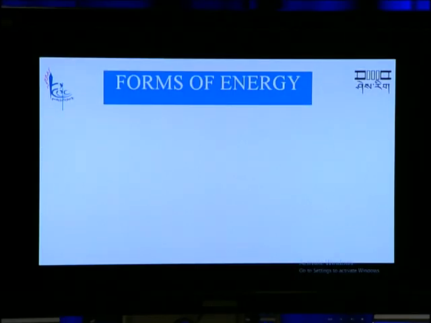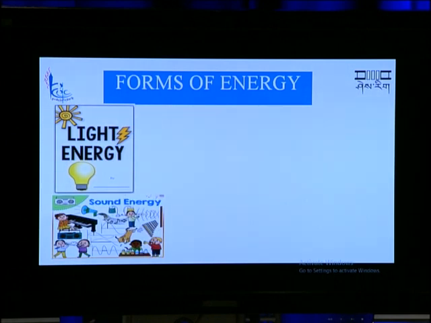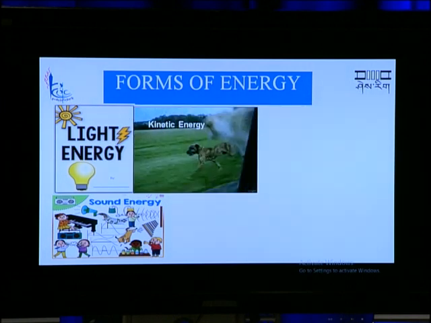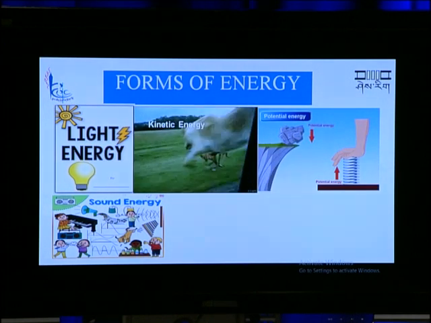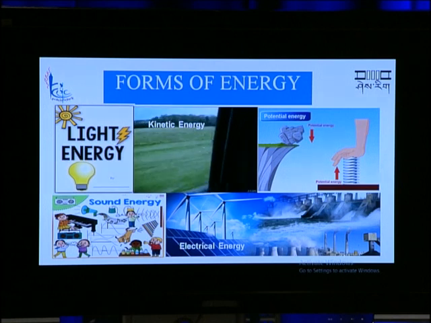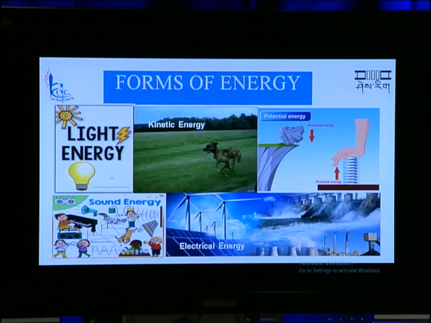Next we have forms of energy. Let's look into some of the different forms of energy which you might already know. Let's recollect those. Maybe kinetic energy, potential energy. The list will go on. First we have light energy, sound energy, kinetic energy, potential energy, electrical energy. So we are going to look into these 5 different forms of energy. Let's take a look one by one.